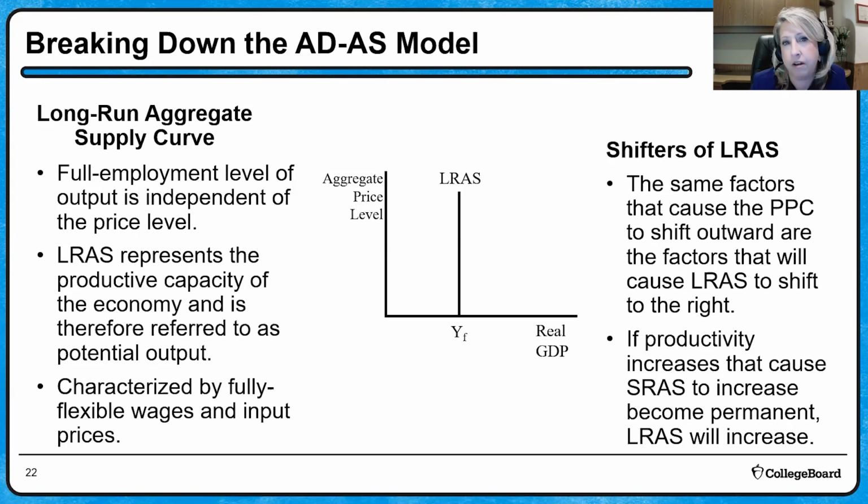One thing to keep in mind for now, we'll go through output gaps, but if we have a productivity change that increases short run aggregate supply, and those changes become permanent, long run aggregate supply is going to shift too. So we'll look at that in a little more detail right up next.